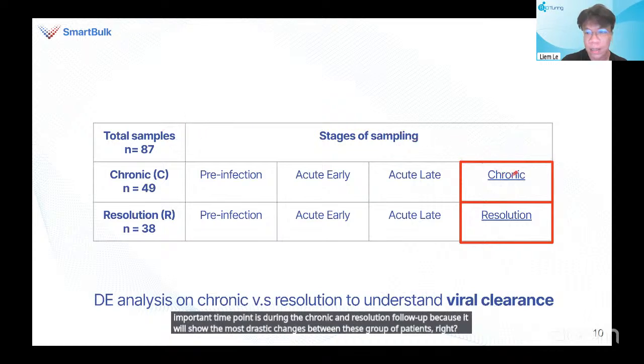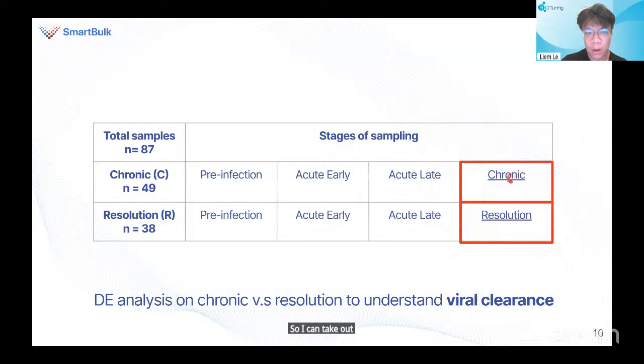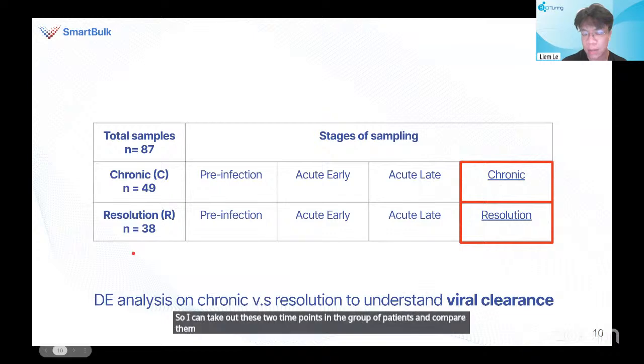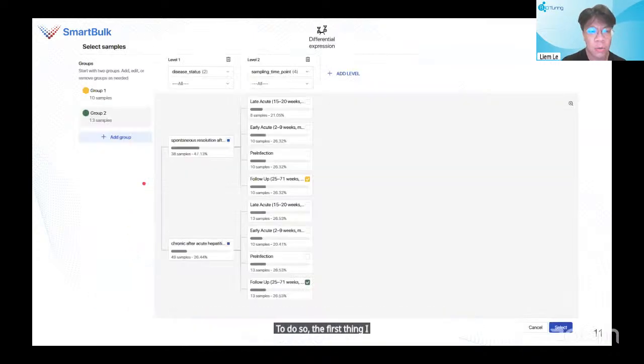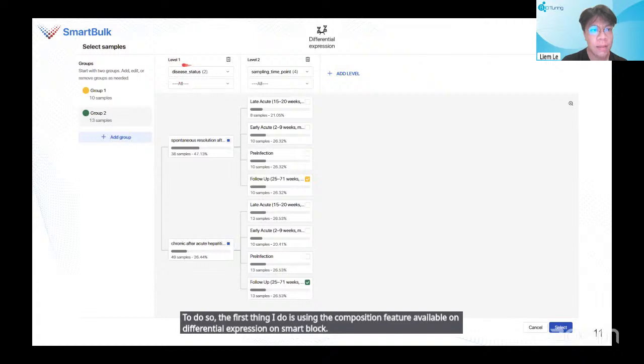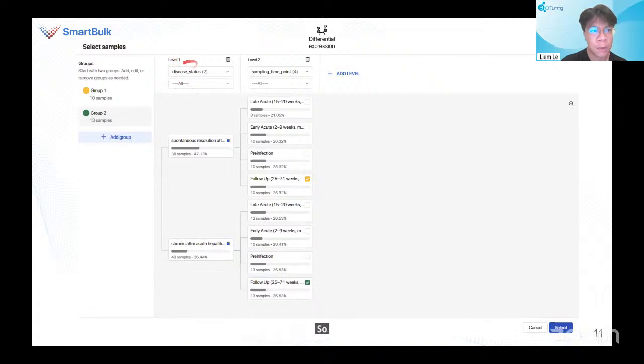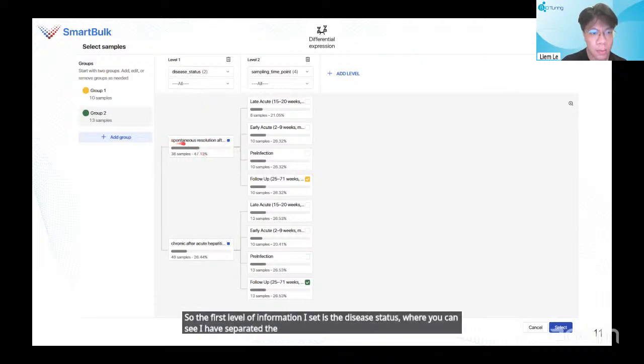So I can take out these two time points in the group of patients and compare them in my differential analysis. To do so, the first thing I do is use the composition feature available on differential expression on SmartBot. The first level of information I set is the disease status, where you can see I have separated the samples into spontaneous resolution or clearance and chronic states.